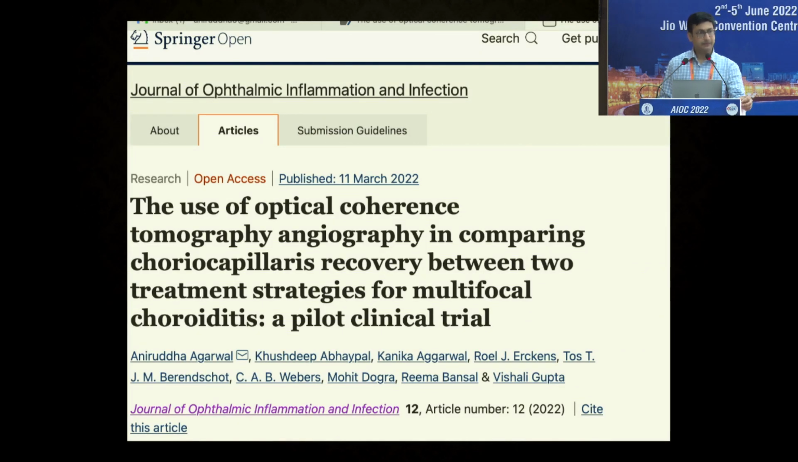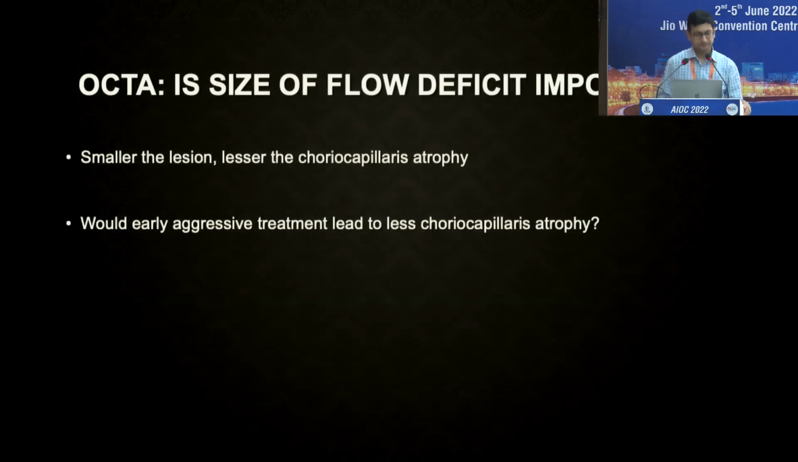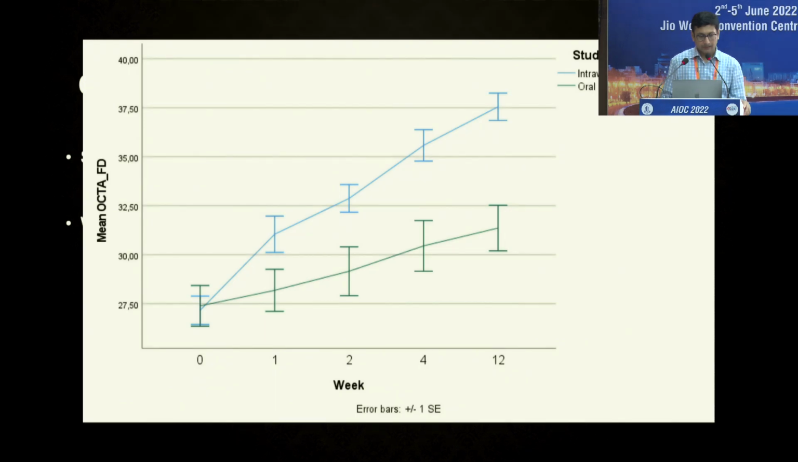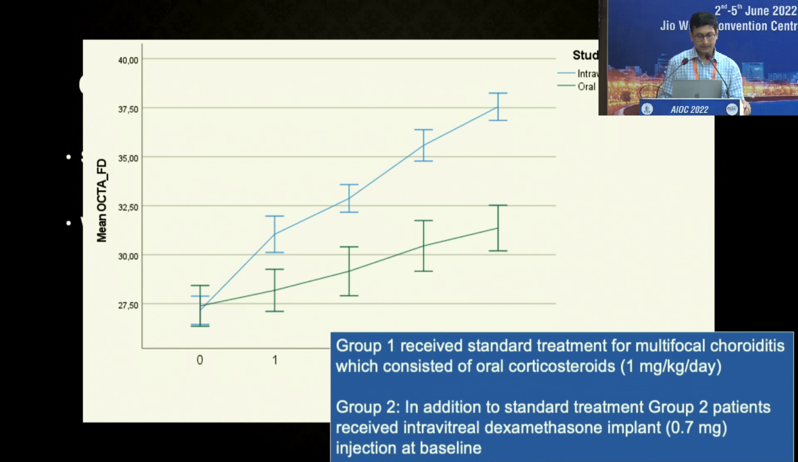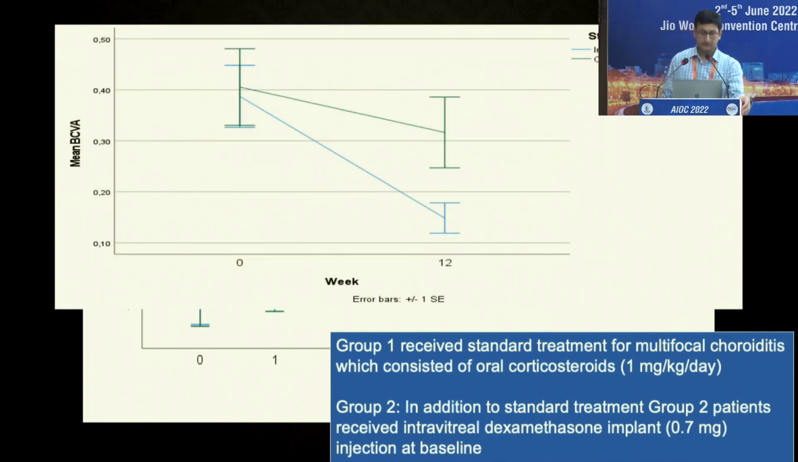And in fact, we did a pilot clinical trial of using systemic corticosteroid along with an adjunct Ozurdex versus systemic steroids alone. And we realized that the pattern of healing on OCT angiography and visual acuity are much better if you can add an Ozurdex at baseline. So this is the comparison of the flow deficit area on OCT angiography, and the patients who are in the arm with the intravitreal Ozurdex, they did much better.